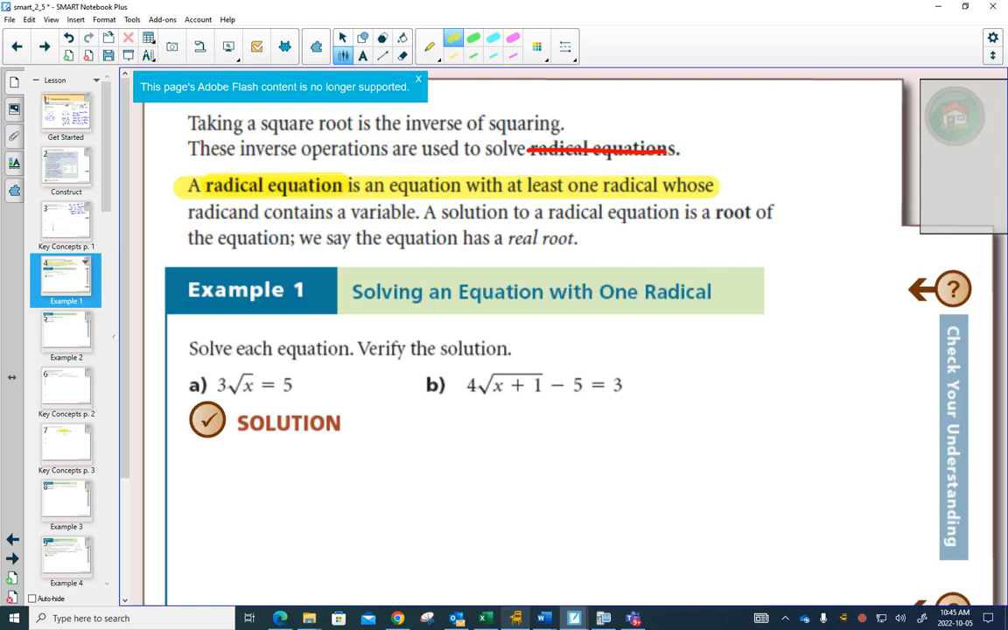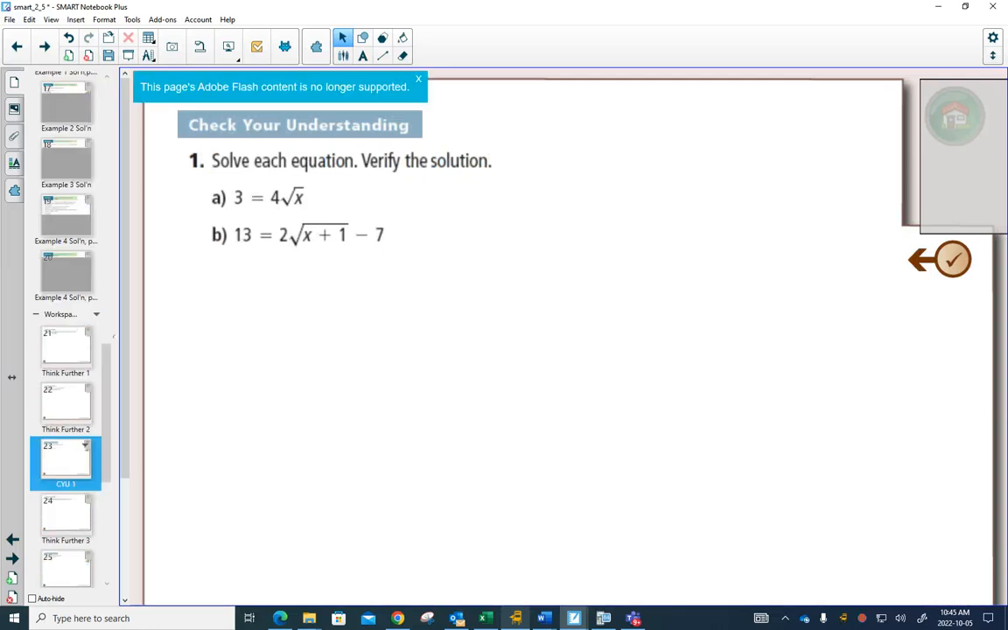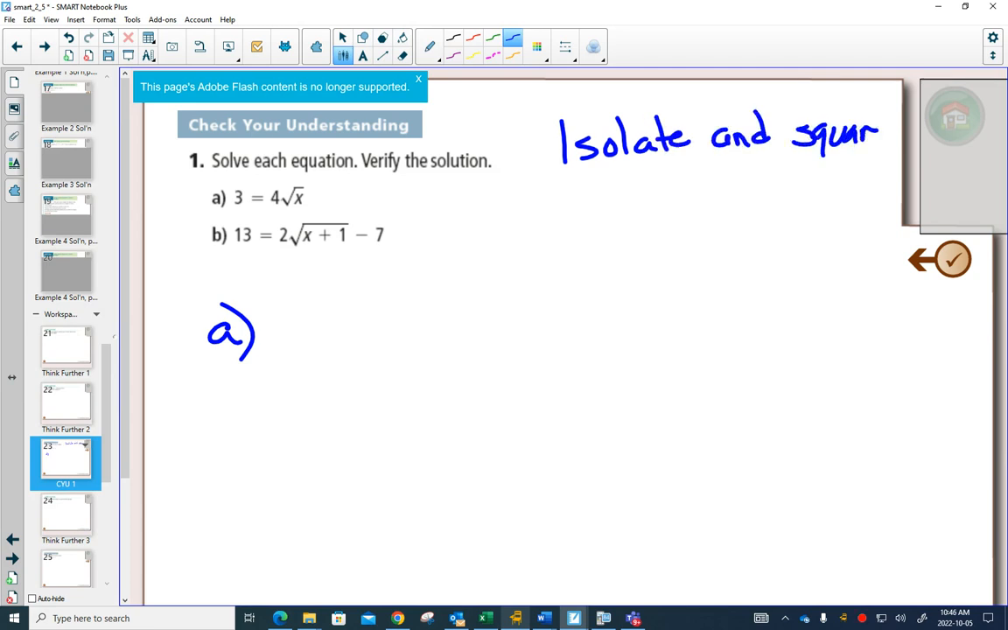A radical equation is when you have an x or a variable inside the radical. So these examples that we're going to do in example 1 are called radical equations. Okay? So you have a radical equation. The shortest way that you could say the strategy is you need to isolate and square.